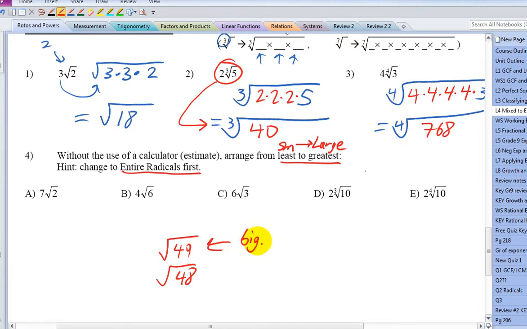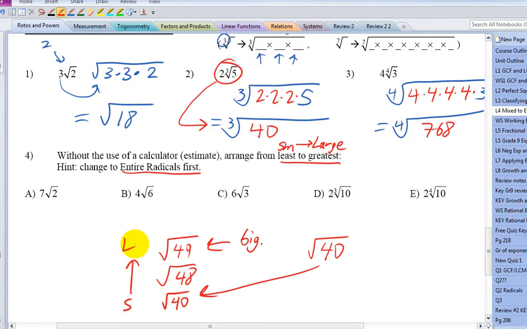It's a bigger number. So then where would I put root 40? Would I put it on top or on the bottom? Bottom. It's totally smaller. It's a lot smaller, right? Just because we don't know the exact value of it doesn't mean we don't know if it's bigger or smaller. So that would be the order. This would be the smallest, and that would be the largest.